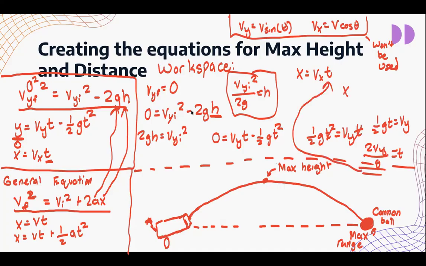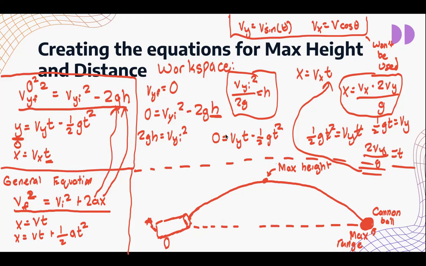So then you just get x is equal to vx times 2vy over g. I should have put it like this actually. I already have the equals x, never mind. Right. This is the equation for the max distance.